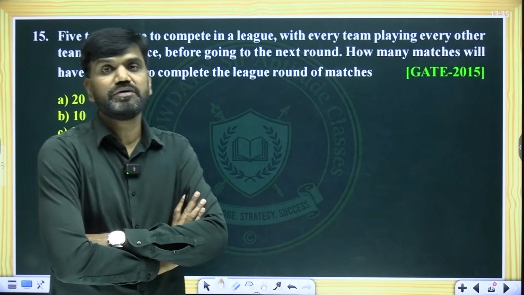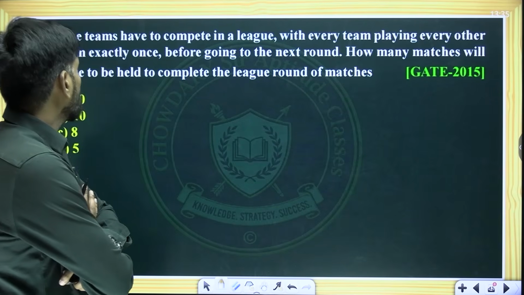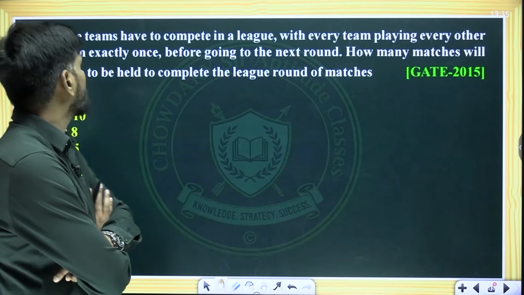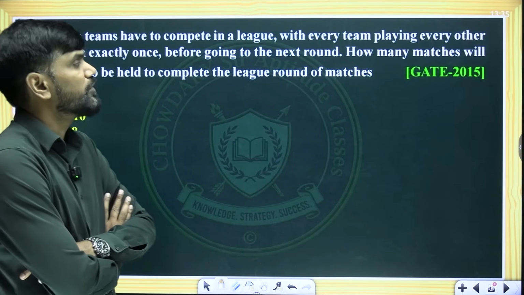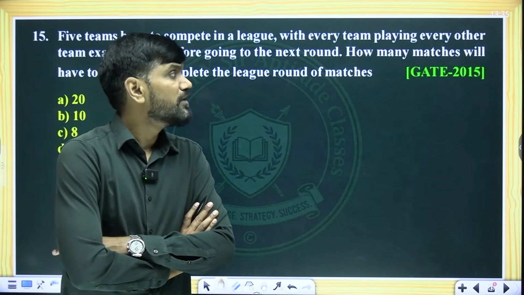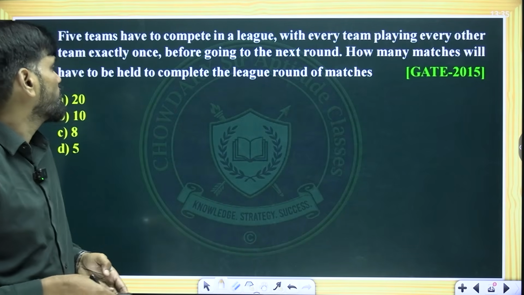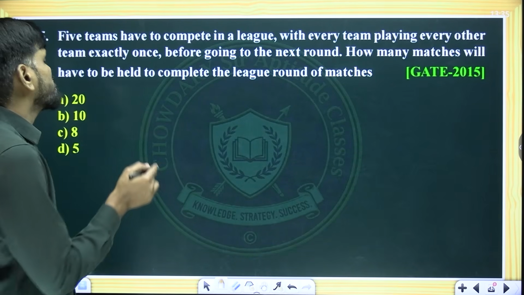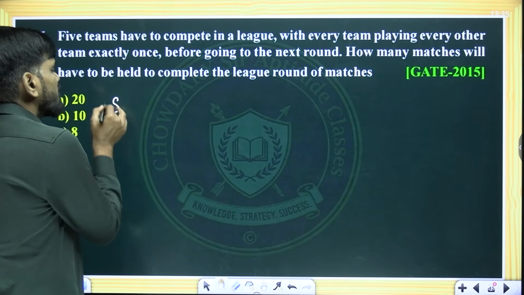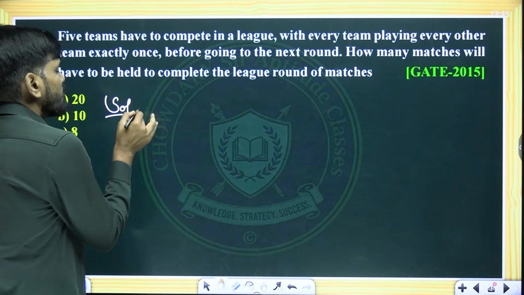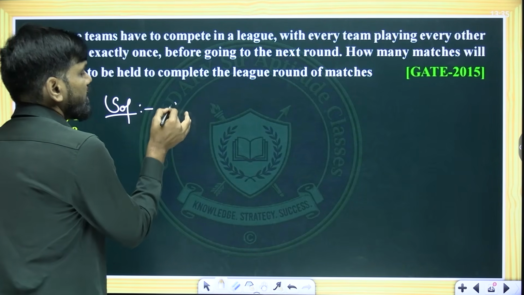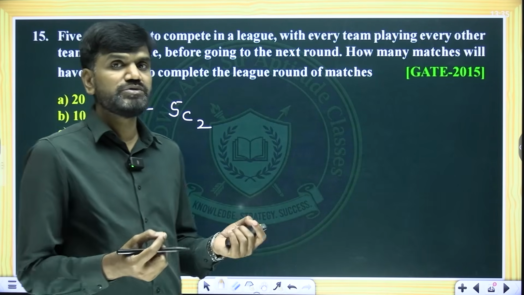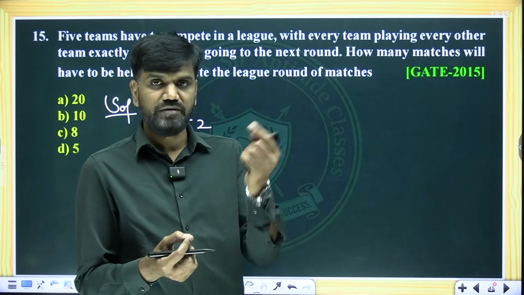Next, problem number 15. 5 teams have to compete in a league with every team playing every other team exactly once before going to the next round. How many matches will have to be held to complete the league round of matches? So how many teams are there? 5 teams. Every team plays with every other team exactly once. So for a match to happen, you need 2 teams. Out of 5 teams available, you choose any 2 teams. Between them, there will be 1 match.